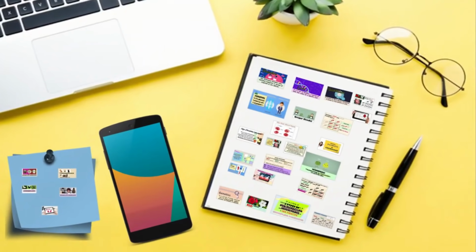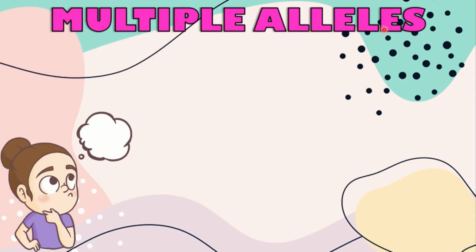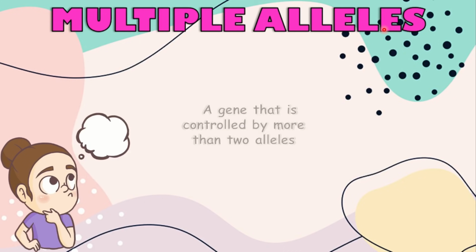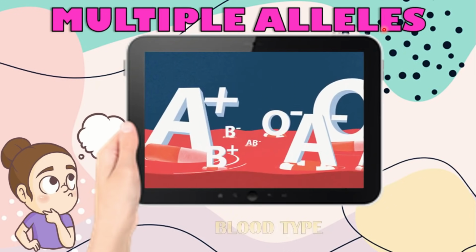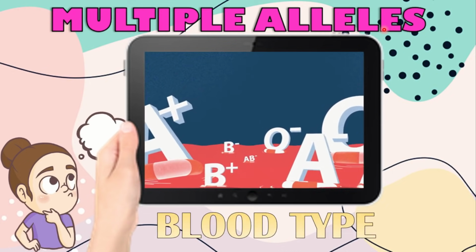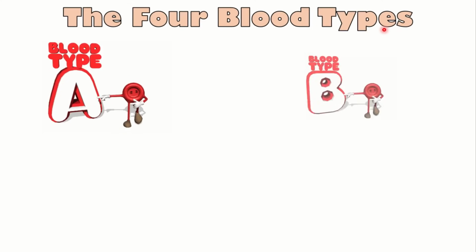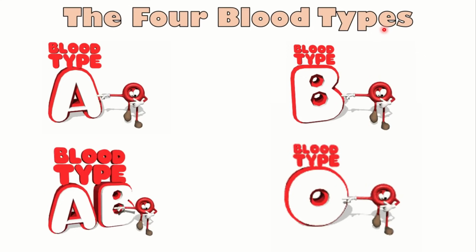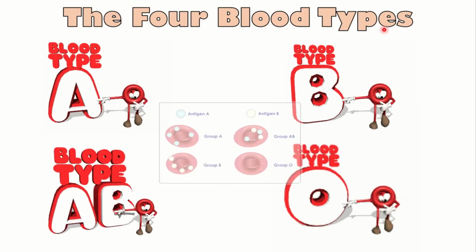Now let us proceed to the third type of non-Mendelian pattern of inheritance, and that is what we call multiple alleles. From the word itself, multiple, it is a gene that is controlled by more than two alleles. And one good example of multiple alleles is our blood type. Do you know your blood type, class? It is important that we know our blood type. Okay, so we have four blood types. We have blood type A, blood type B, blood type AB, and blood type O. So which blood type do you have?